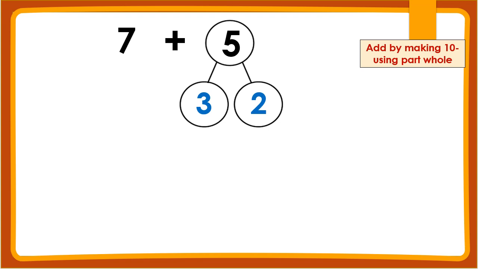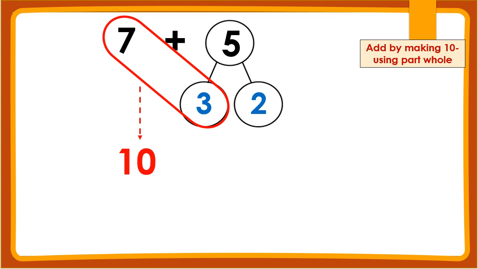Now, let's make 10 by adding 7 and 3. So, 7 and 3 makes 10. And then, after this, we will add the other part of 5, which is 2. So, 10 plus 2 equals 12. And that's how we use a part-whole strategy in adding by making 10.